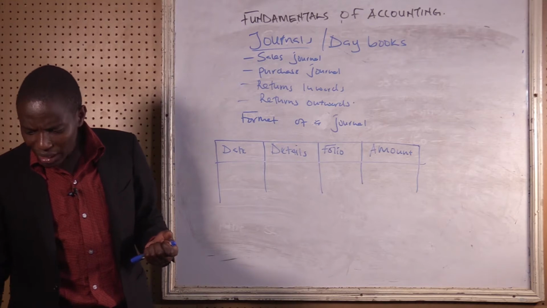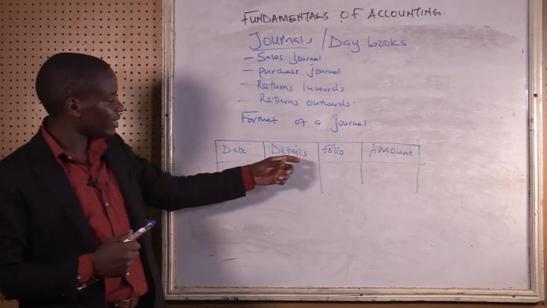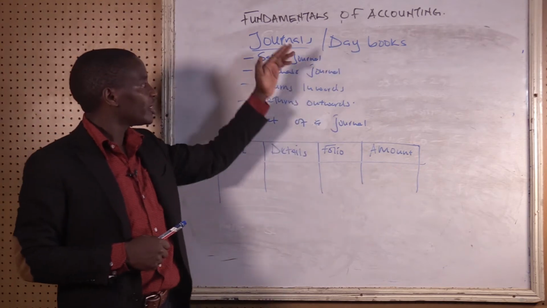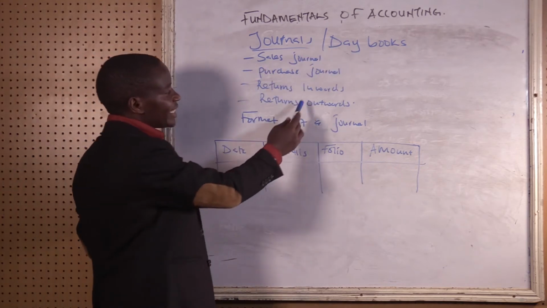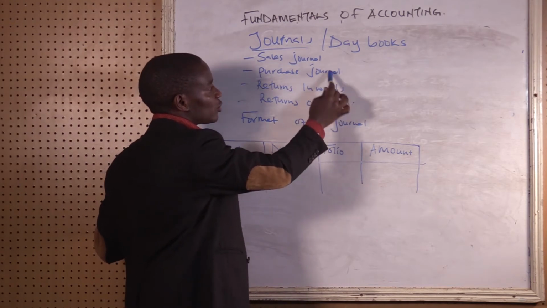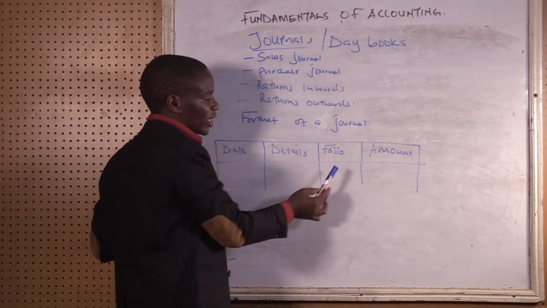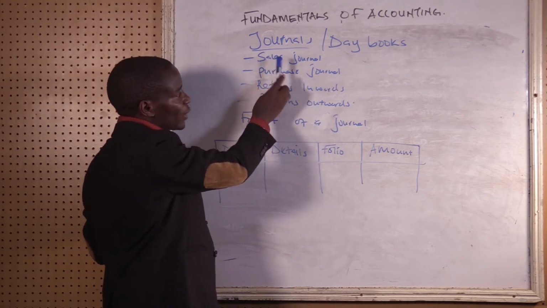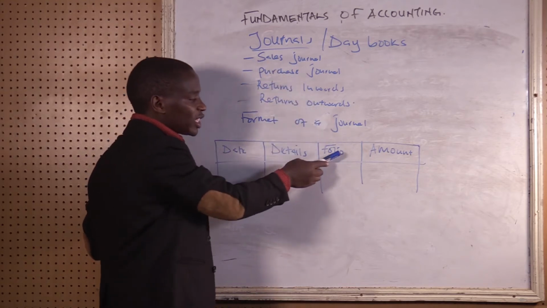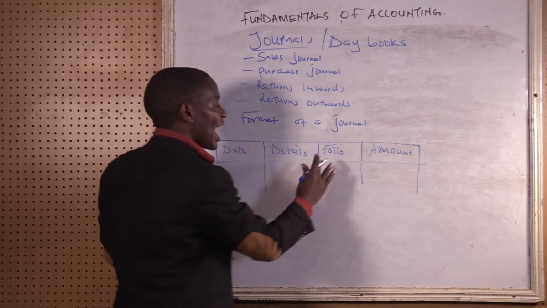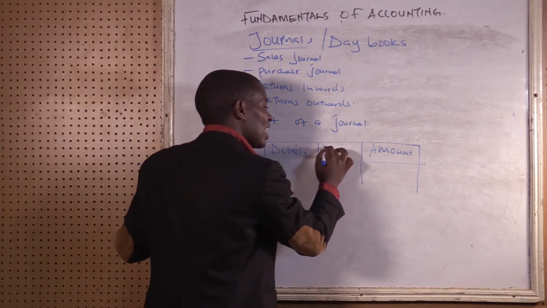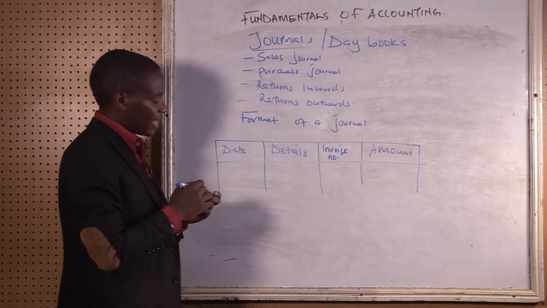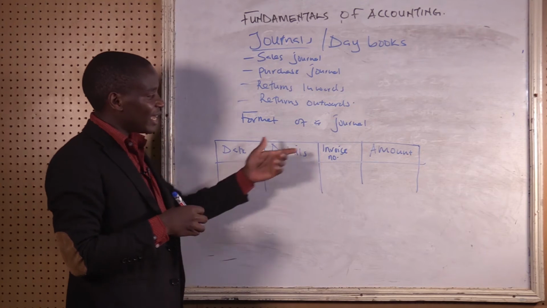Remember, the format is the same for all the 4 journals. Only that for returns inwards and outwards, this column will be folio. For the sales journal and purchases journal, this one will change, and we shall have the invoice number here.